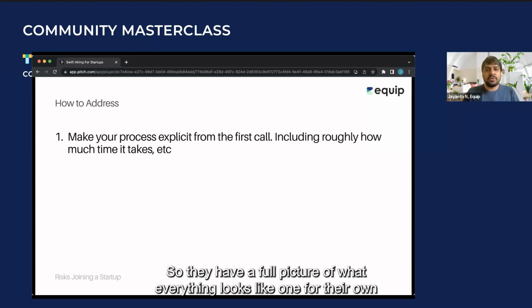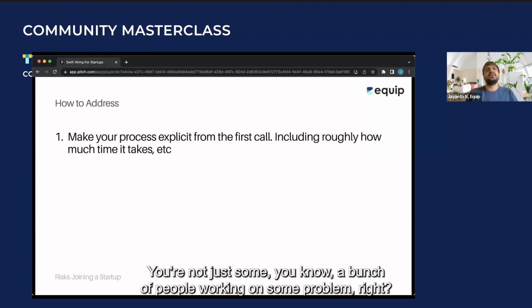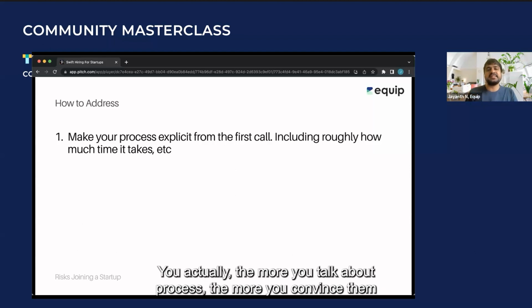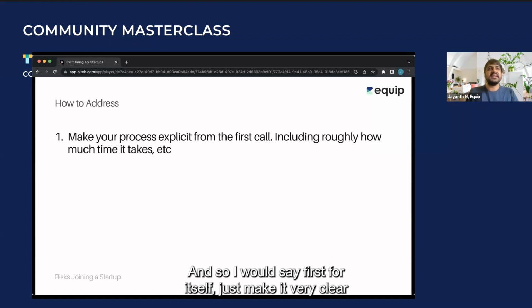One, for their own benefit, but even more so, it will convince them that you're a mature entity, right? You're not just some bunch of people working on some problem, right? The more you talk about process, the more you convince them that they can trust you, right? It's an established organization with rules. And so I would say, first of all, just make it very clear to them what the process is.